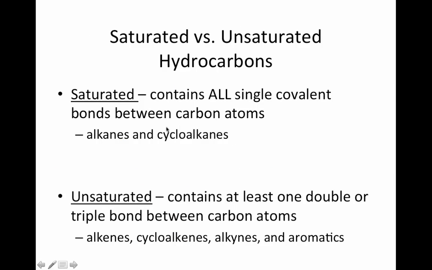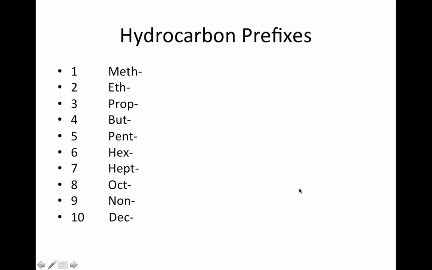If the hydrocarbon contains all single covalent bonds between carbon atoms, it is considered saturated. It is filled with hydrogen atoms being bonded to those carbons. Unsaturated has fewer hydrogen bonds, and those are going to be your carbon chains that contain either double or triple bonds, or your carbon ring structures that have double or triple bonds. These are common hydrocarbon prefixes. You will be able to write these down and use it as a resource.